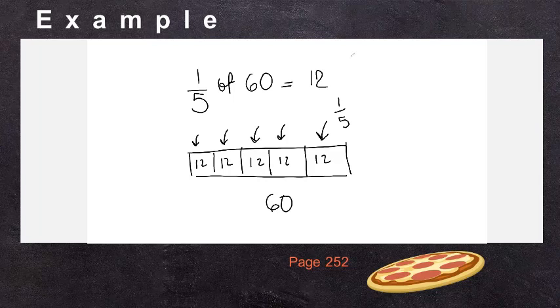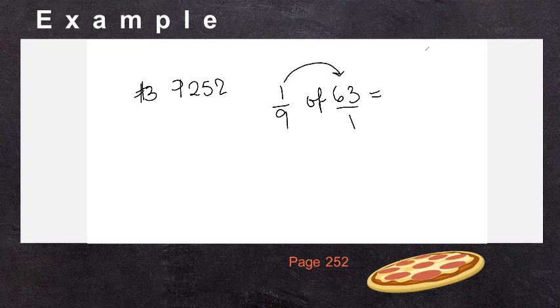And now let's do another. Let's do number 3 on the same page, 252. 1/9 of 63. That means you divide 63 into 9 parts. Remember what I told you to do? You have to put a 1 here and multiply. 1 times 63 is 63. 9 times 1 is 9.